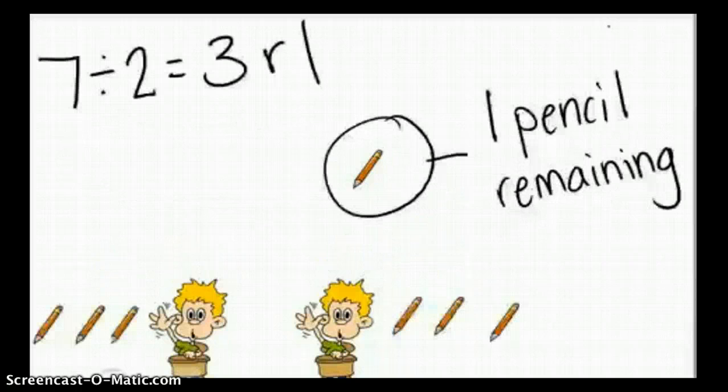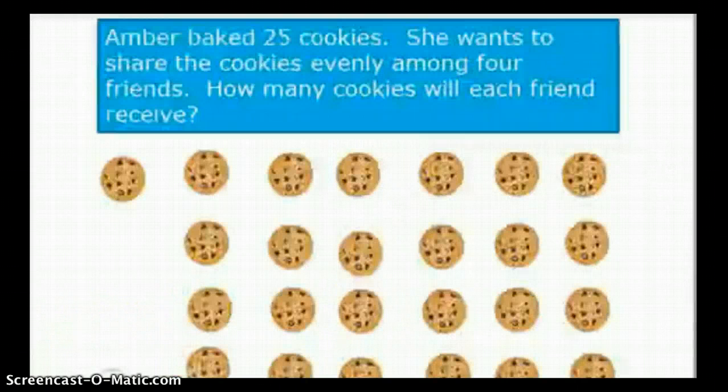So when I look at the problem, I can see that 7 divided by 2 is equal to 3 with a remainder of 1 because each friend got 3 pencils and there's 1 pencil remaining. A remainder is a leftover amount that cannot be separated equally into one of the parts. I'm going to explain this idea by showing you a word problem.